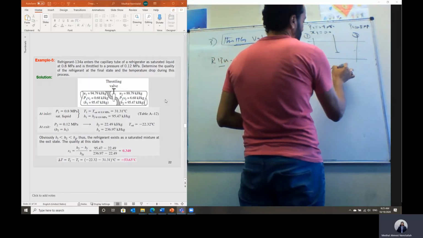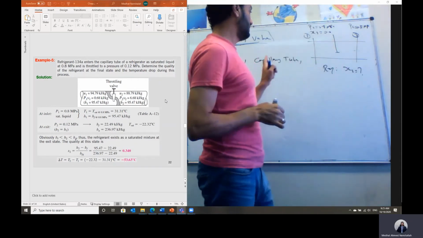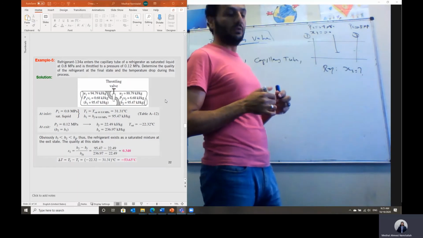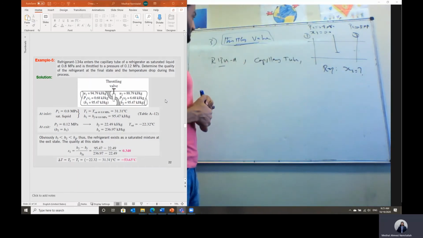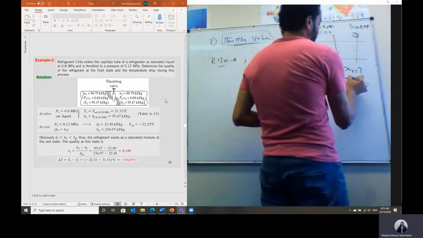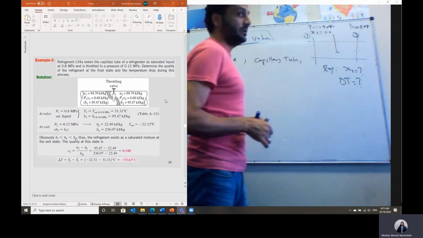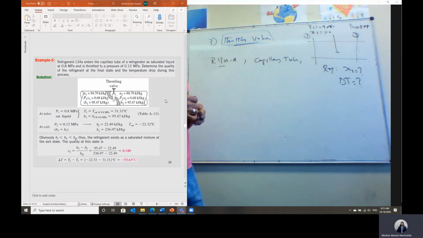And we need to calculate the final quality of the mixture. In this case, he assumes that we should have a saturated mixture of refrigerant after passing this throttling valve. We need to calculate the quality X2, and we need to calculate the difference in temperature, delta T, before and after this throttling valve. Okay.